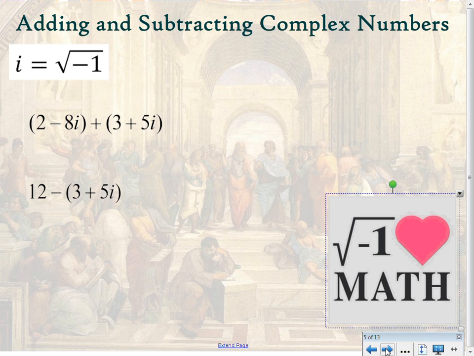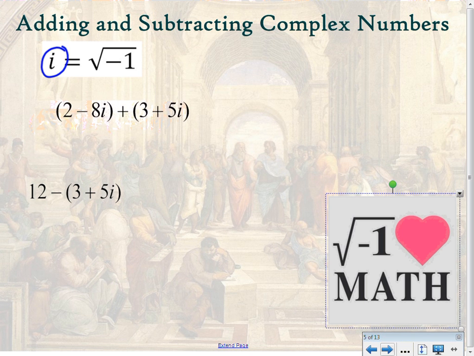Let's try some mental torture right now. We'll add and subtract complex numbers. We have a definition now of the square root of -1. Instead of throwing it out, we're just going to say that that is equal to this number i. All right, it's not a variable, it's a number.